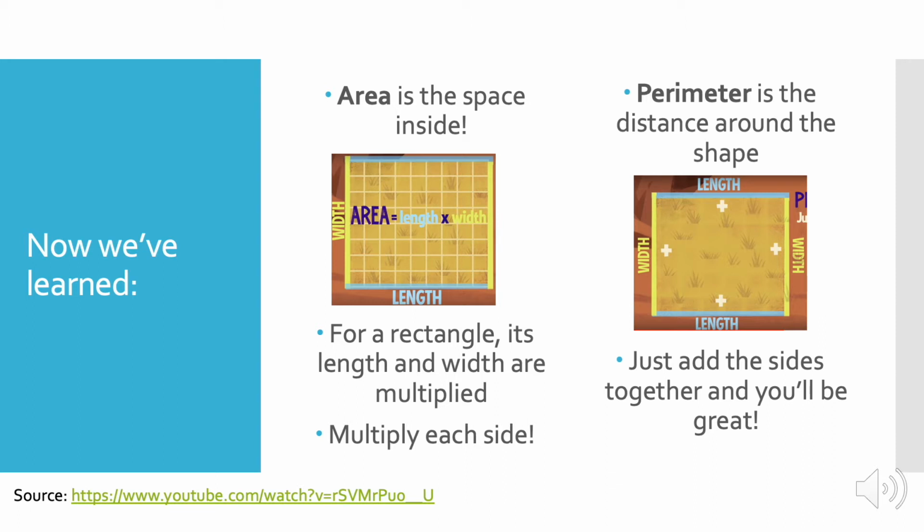Perimeter is the distance around the shape. So if you take the garden and you're saying, okay, if I just measure the fence that it would take to put around this area, or just how many squares long this side is, plus that side, plus that side, plus that side, you just add up all those sides together and you'll be great. You'll have the perimeter.